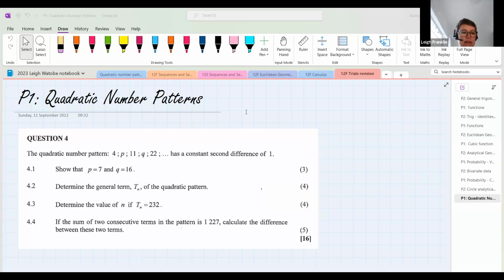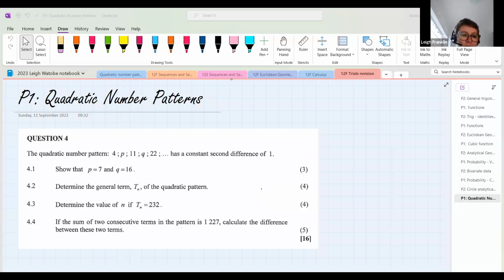All right. So imagine they say to us, we have a quadratic number pattern and it goes 4, p, 11, q, 22, and they tell us that there is a constant second difference of 1. So if you recall, all quadratic number patterns have a first difference that's linear and a second difference that is going to be the same, or constant. So all quadratic number patterns will behave in that way. That's why they are quadratic. No other number pattern behaves like that.